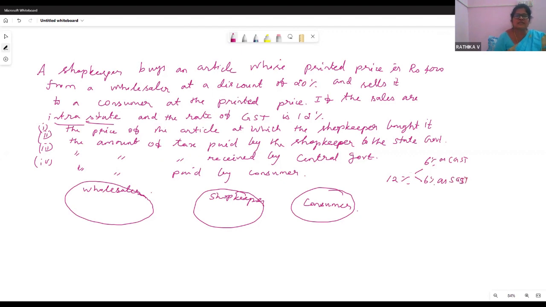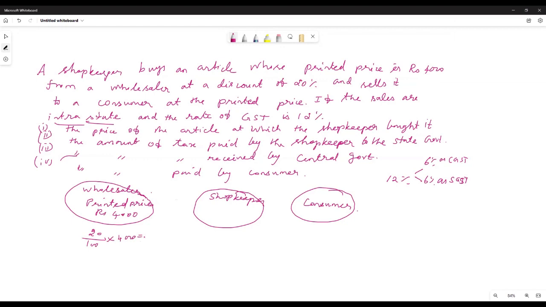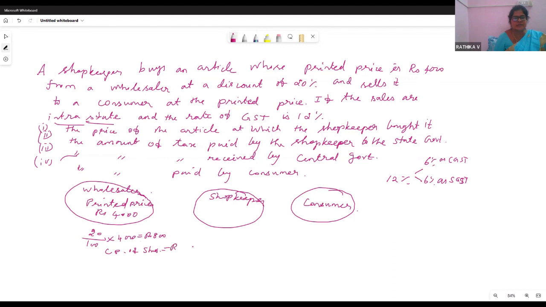Next detail, wholesale. From a wholesaler, he is getting a discount. So the original printed price is rupees 4,000, and he is purchasing at a discount of 20%. So 20% when you reduce, how much comes? 800, madam. So 3,200. Now the cost price of the shopkeeper is 3,200. So this is the cost price of the shopkeeper.